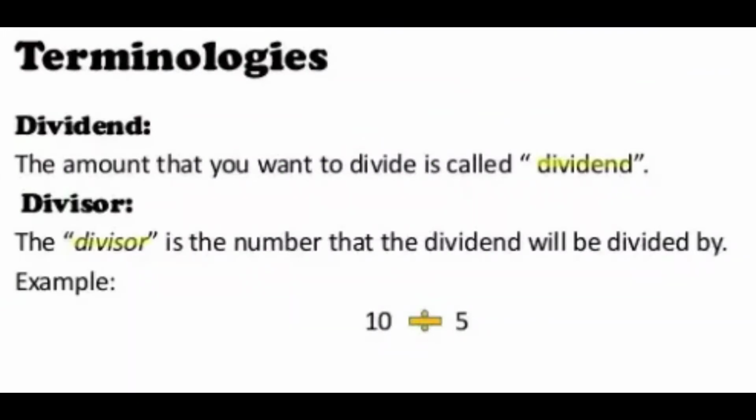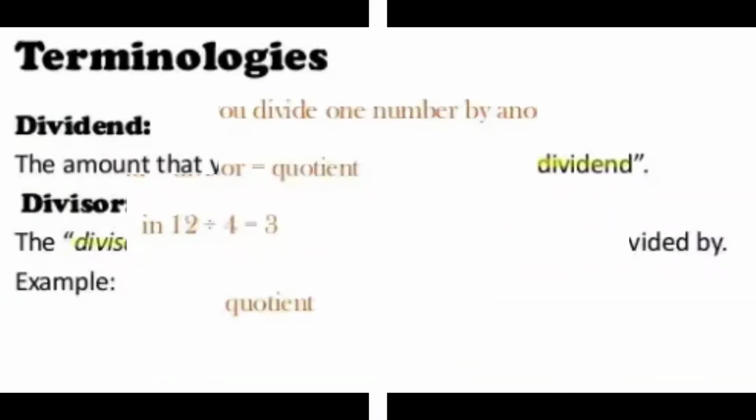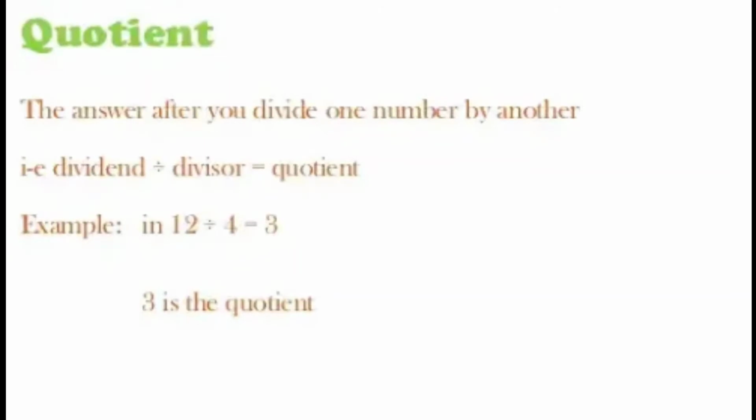These are the terminologies or the vocabulary words that we use in division. Dividend. The amount that you want to divide is called the dividend. Divisor. The divisor is the number that the dividend will be divided by. Example, 10 divided by 5. 10 is the dividend and 5 is the divisor. Quotient. The answer after you divide one number by another. Dividend divided by divisor equals quotient. Example, 12 divided by 4 is equal to 3. 3 is the quotient.